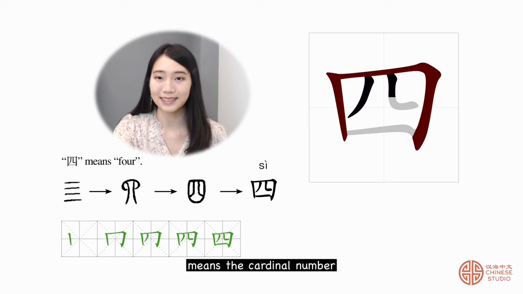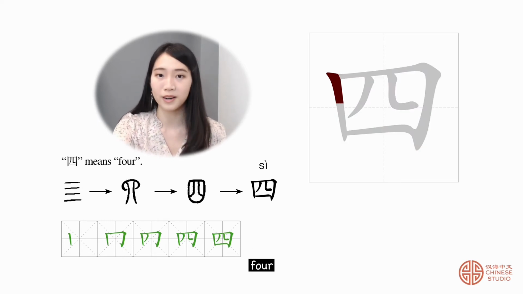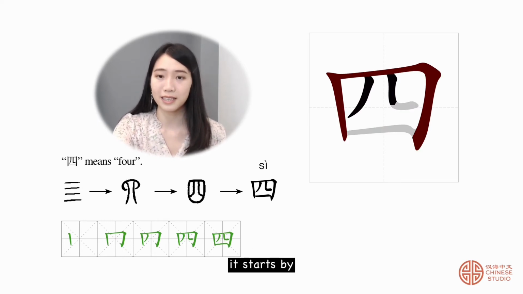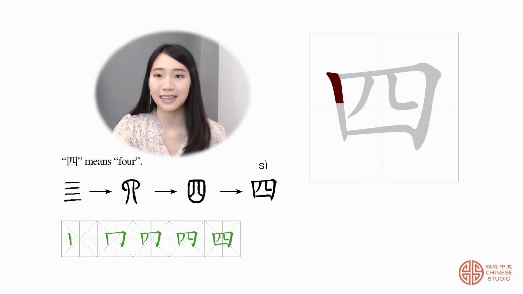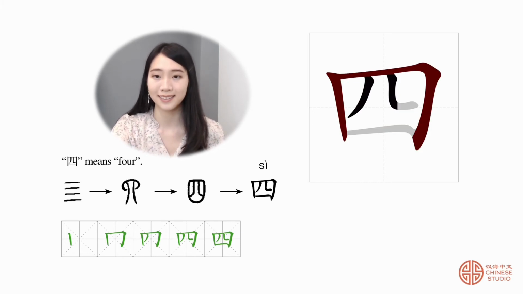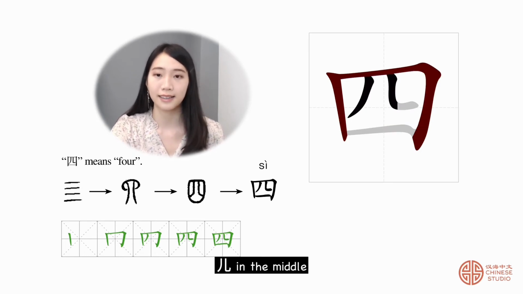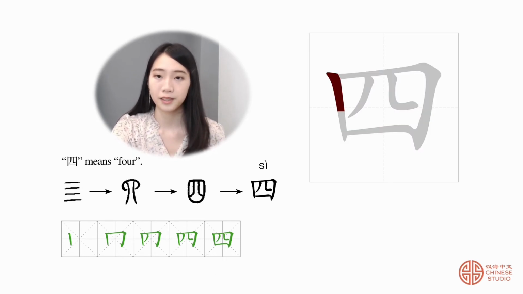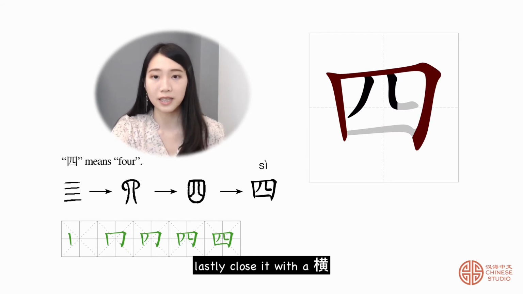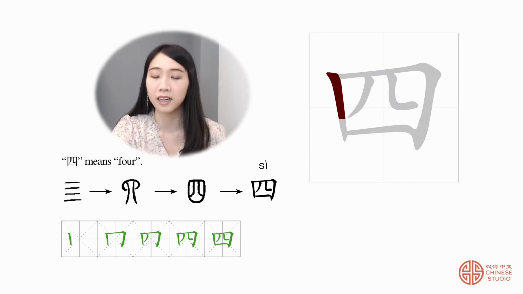四 means the cardinal number 4. It starts by 竖 横折钩. Then we write 儿 in the middle. Lastly, close it with a 横.